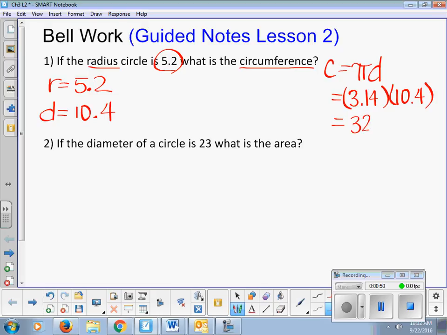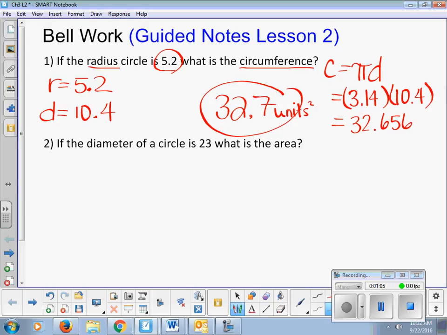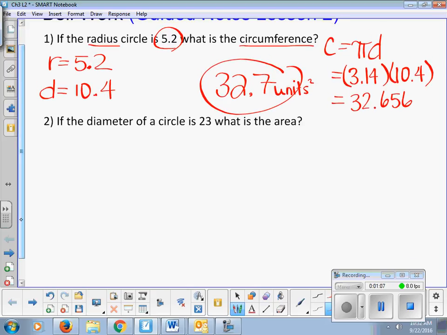32.656, and when you round, it's 32.7. We were given no units, so you could write units squared if you want. Why does it have to be squared again? Because we're multiplying two, oh, this one is units squared, you're right. It's just units for circumference.